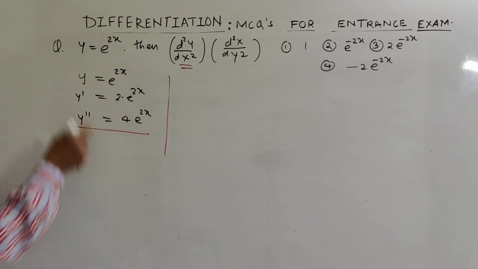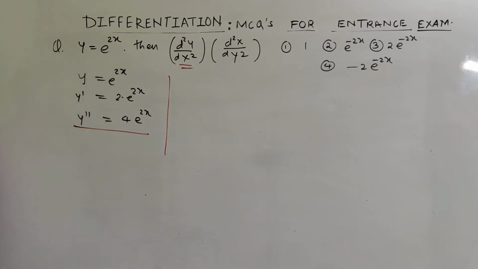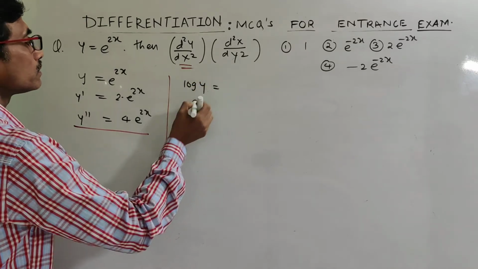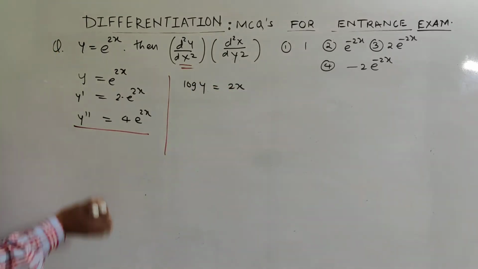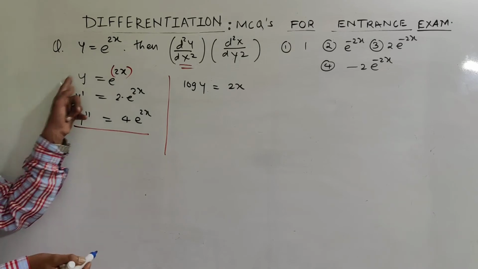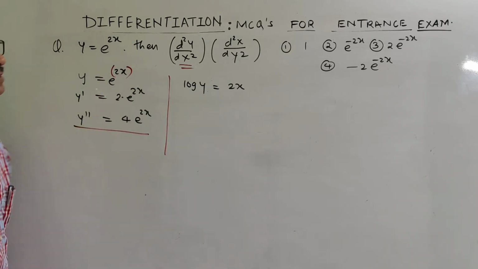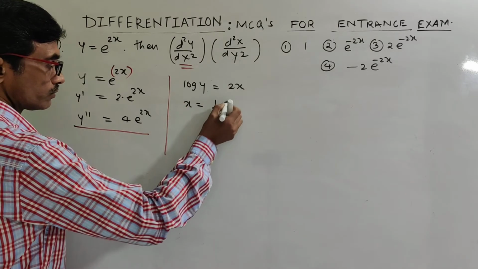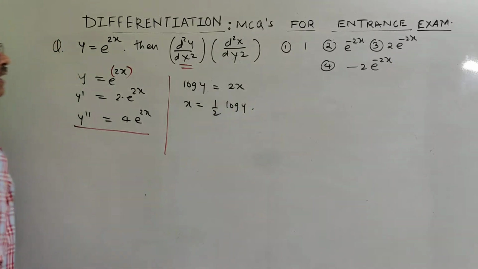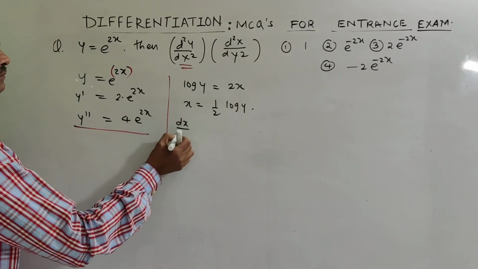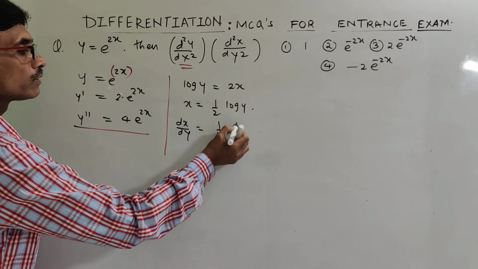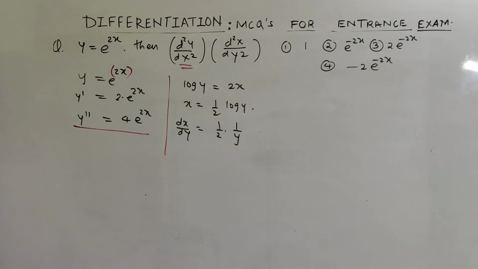Now y is this, so this is our exponential form, and we will find the logarithmic form. Log of y is equal to 2x. As y is e raised to power 2x, log y is 2x. Therefore x is equal to 1 by 2 log of y, and for dx by dy we differentiate with respect to y: 1 by 2, and this derivative will be 1 by y.